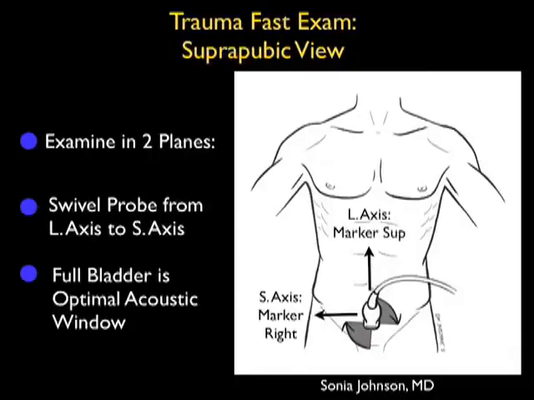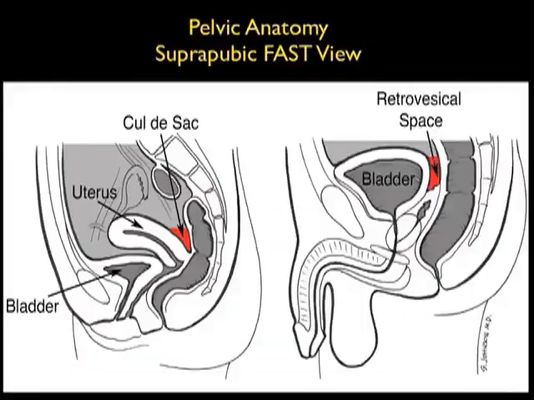It's optimal to perform the examination with a full bladder as an optimal acoustic window, so perform the exam prior to having the patient void or placing a Foley catheter. Here's an illustration showing the anatomy that we'll need to know to perform the suprapubic view of the trauma FAST exam. We see the pattern of fluid flow in a female to the left here and a male to the right.